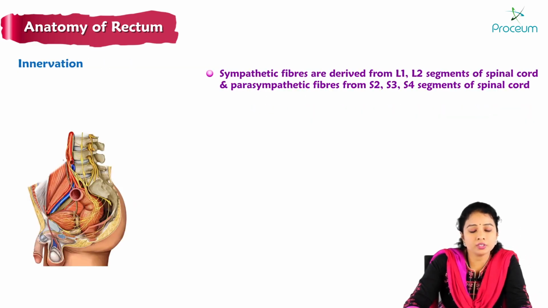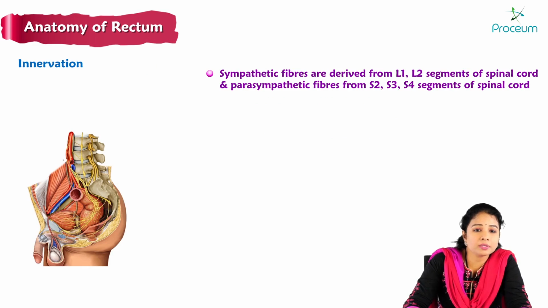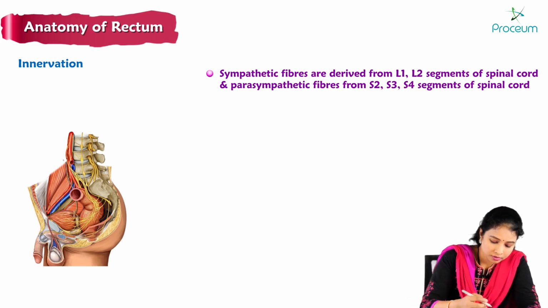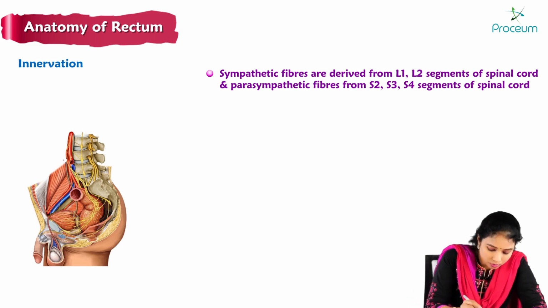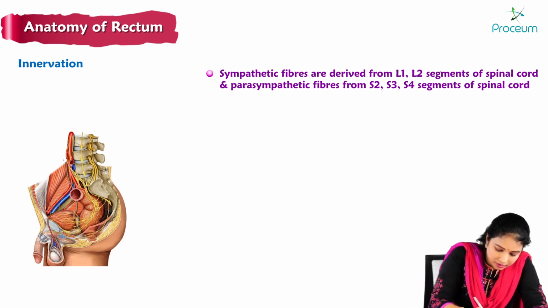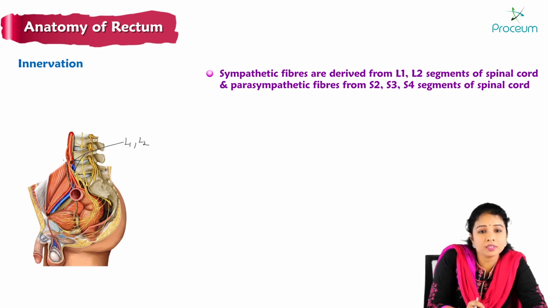So the innervation of the rectum: the sympathetic fibers are derived from the L1, L2 segments of the spinal cord and the parasympathetic fibers are derived from the S2, S3, S4 segments of the spinal cord. So L1, L2 give rise to the sympathetic fibers and the parasympathetic fibers are from the S2 to S4 segments.